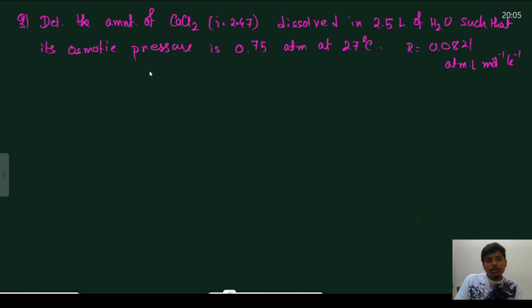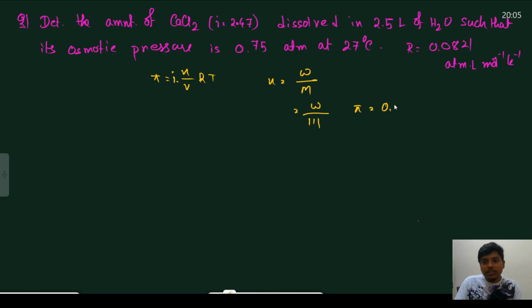Okay, so we know simply pi is equal to i into n by V into R T. So first find out n. n is W by molar mass. So what is the molar mass? W by 111. Yes or no?